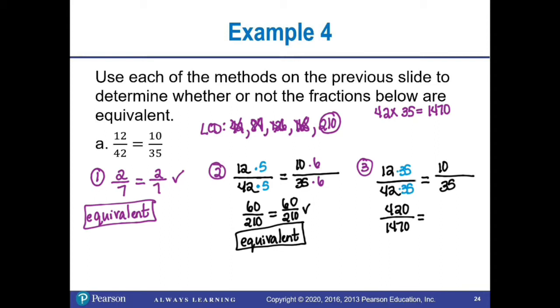Let's do something similar on the right side. 35 times 42 will give us a common denominator of 1470. If I multiply the denominator by 42, then I have to multiply the numerator by 42 as well. 10 times 42 is 420, and 35 times 42 is 1470. Notice that the fractions are the same on both sides, and so we do have equivalent fractions.